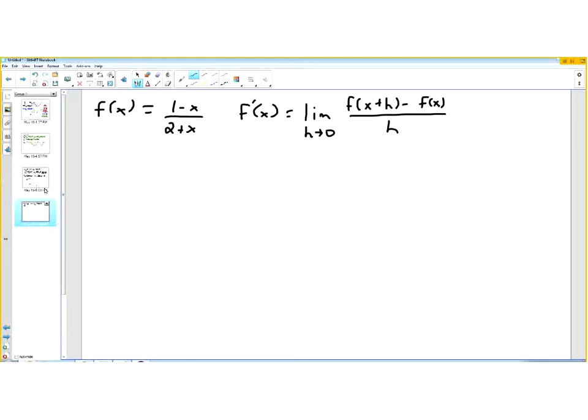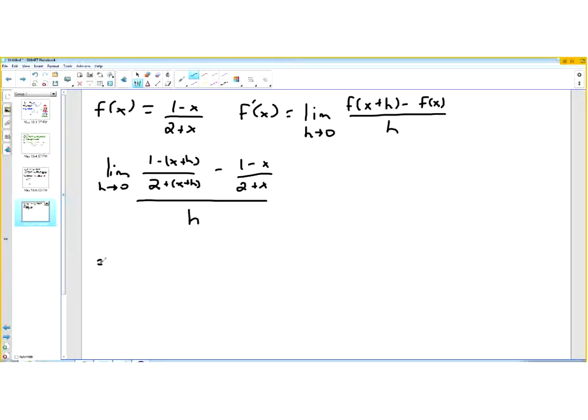Okay, and now we'll substitute in our function. So this would be the limit as h approaches 0 of (1 minus (x plus h)) divided by (2 plus x plus h), minus the function (1 minus x) over (2 plus x), all over h. And so we have to calculate this limit. All right, so what is that?